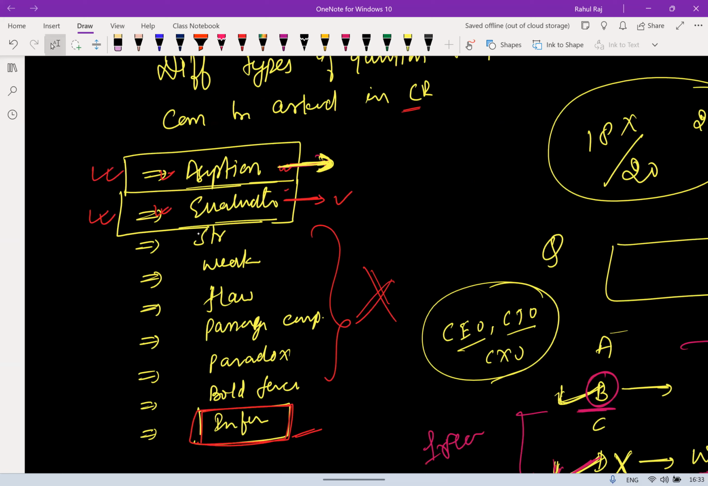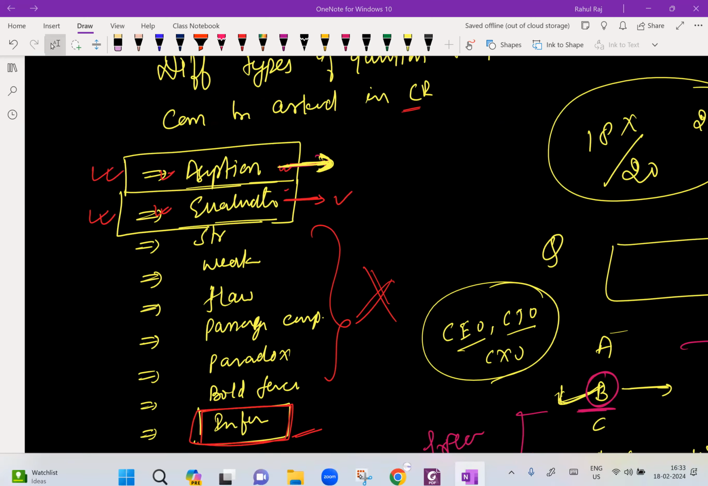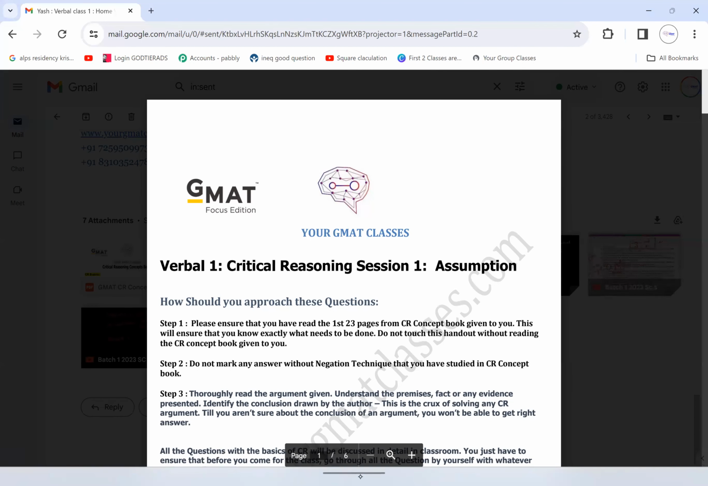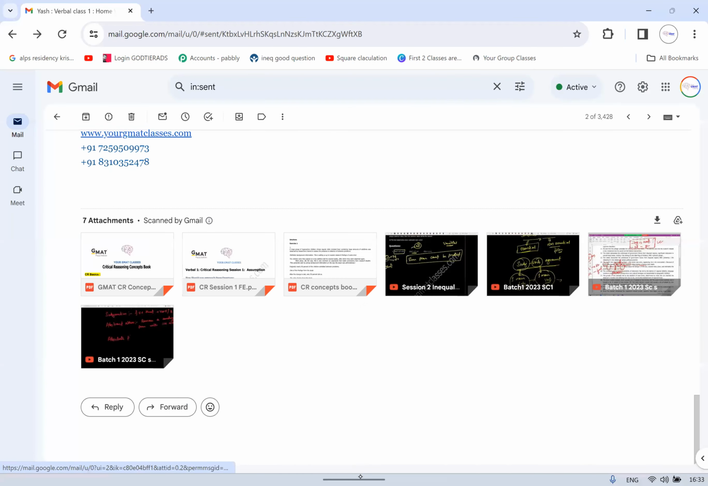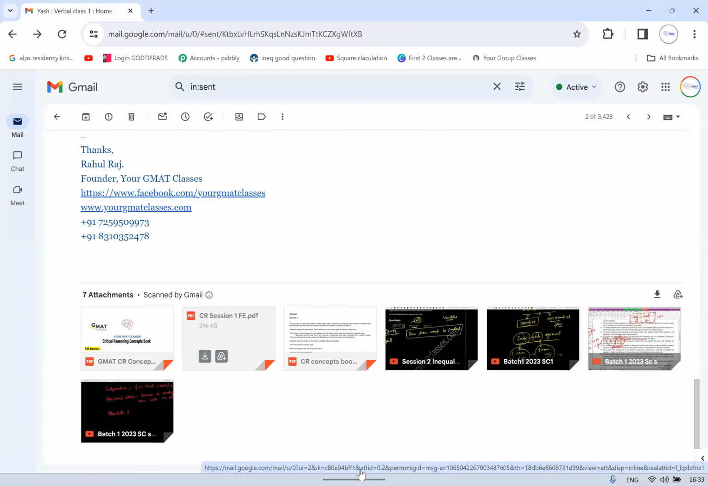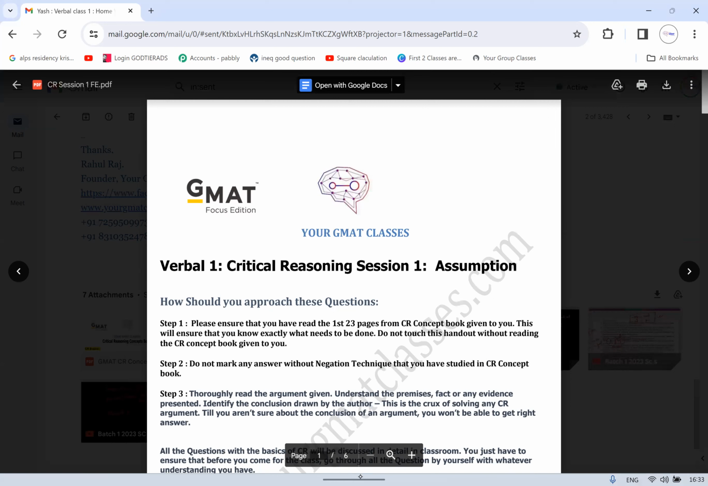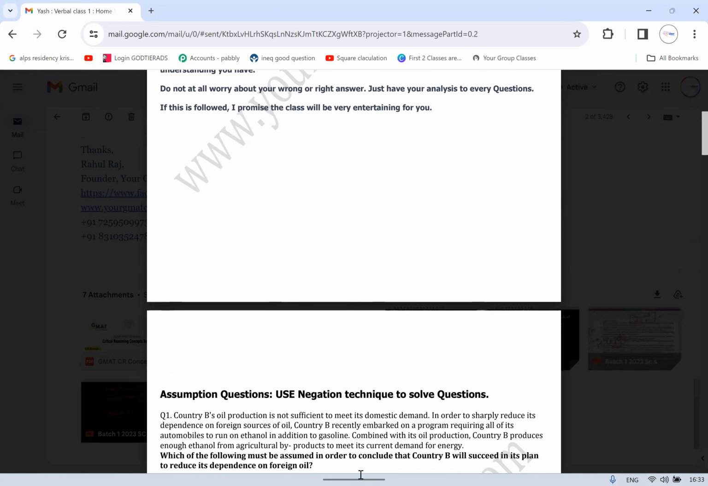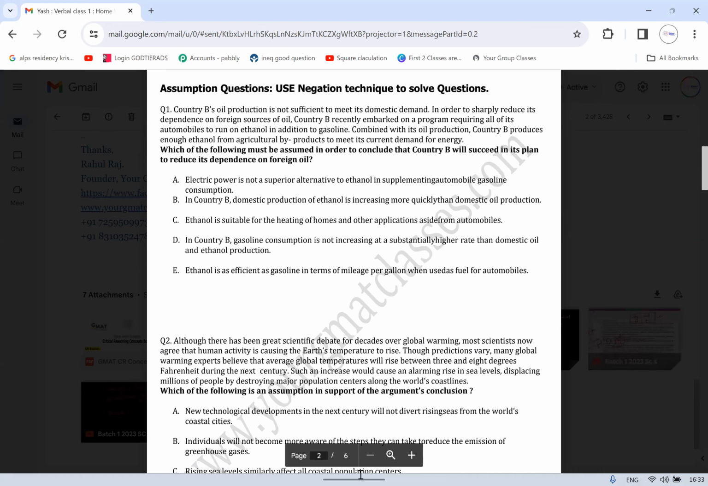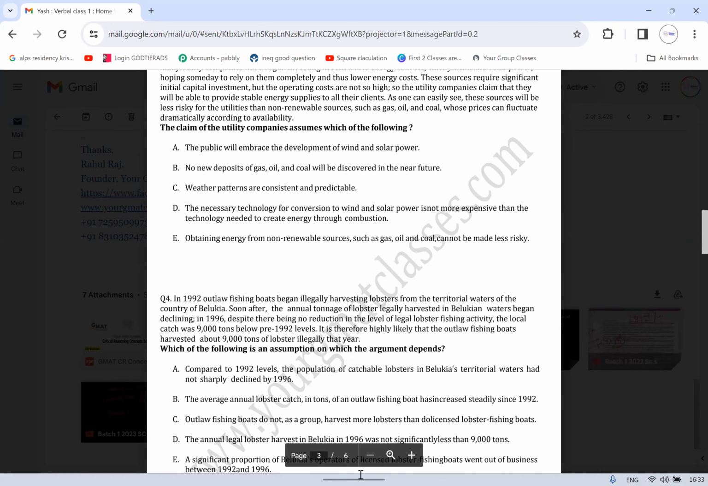Before we get into this, I request you to please go ahead and read the CR concept book. And 100%, guys, this is a critical reasoning session, one handout on assumptions. It's already attached in the email that has been sent to you. I'll attach this today also, no issues at all. You should ensure that you solve all the 9 questions by yourself.